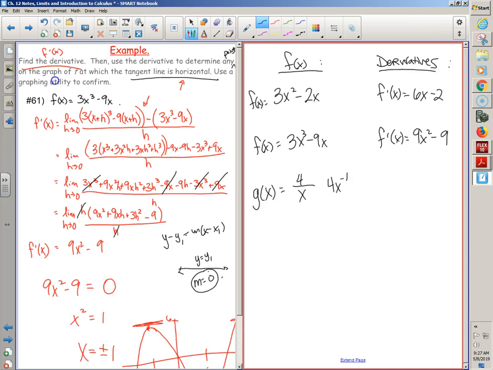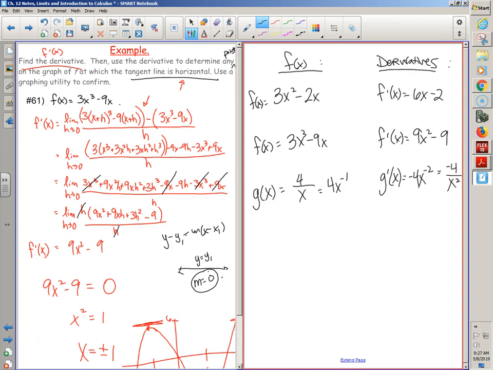In case you're curious, what did our g prime end up equaling? Sorry, not double prime. g prime. We got negative 4 over x squared, but P.S. that comes from negative 4x to the negative 2.